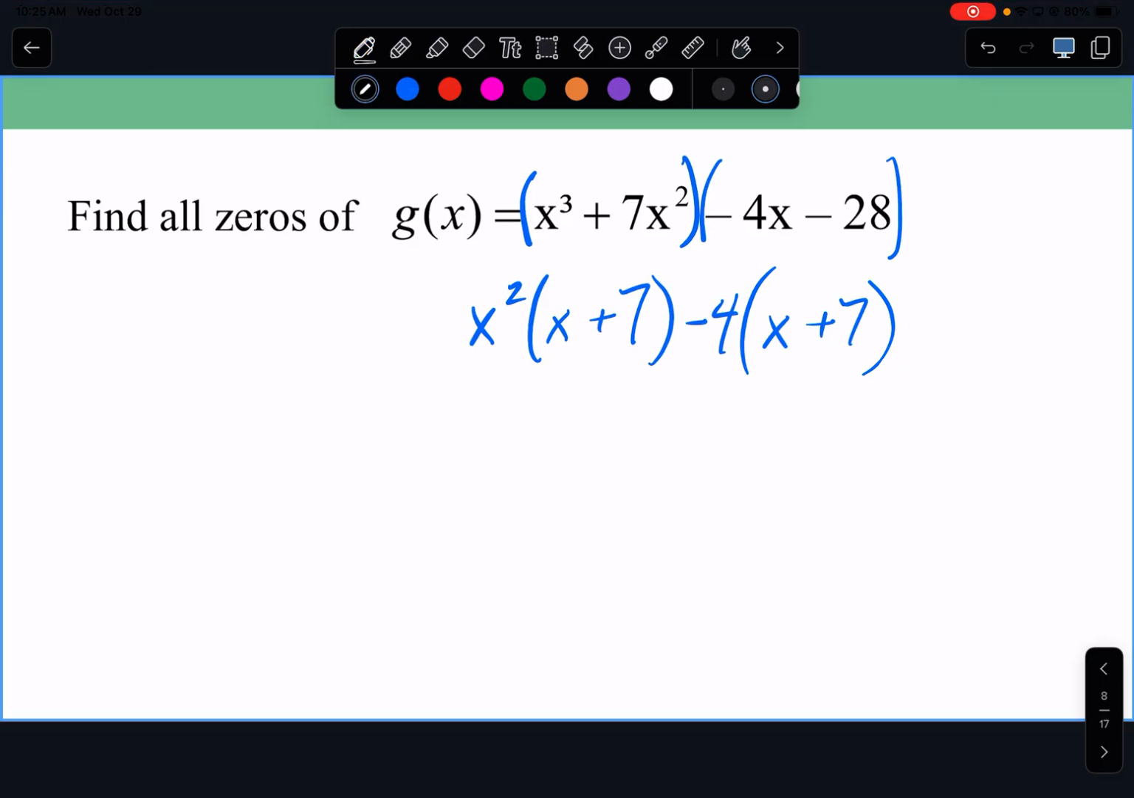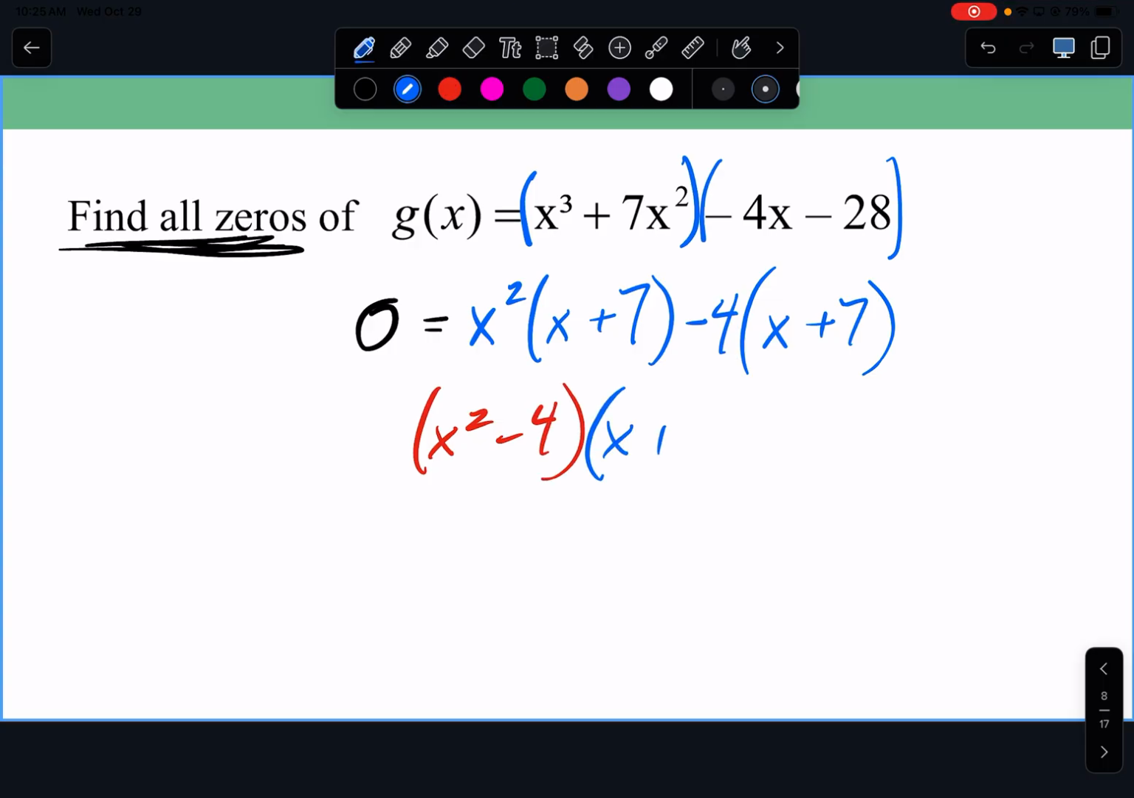Remember, if we are finding the zeros, another term for find the zeros is find the solutions, find the x-intercepts. All of those things are synonymous. So right now what we're doing is we're setting this equal to 0. After we factor it like that, do our grouping, we're going to collect our 2 GCFs into a binomial. Then my blue one is my x minus 7.